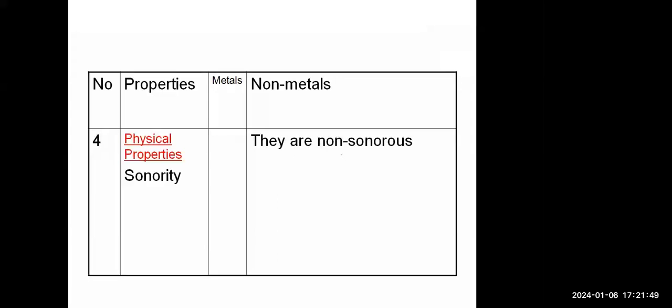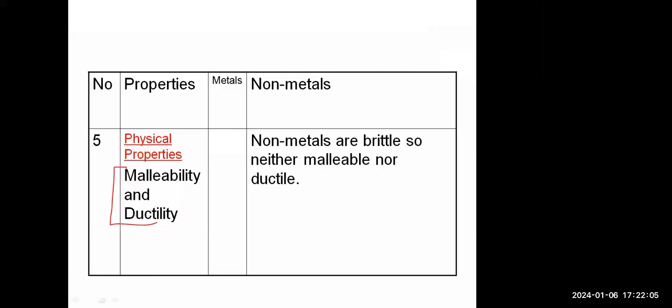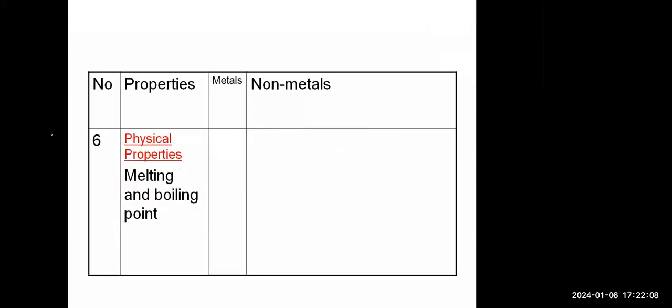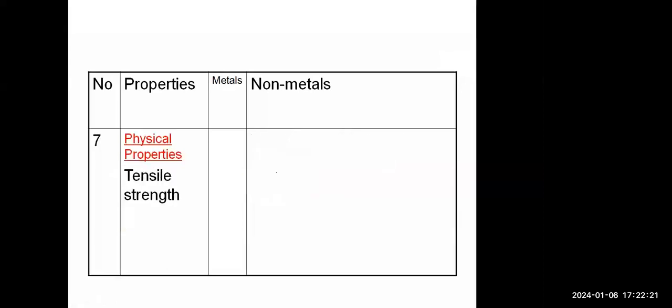Sonority. Non-metals are not sonorous because, as I told you, most of them are gases. So it's quite obvious they are not sonorous. Next is malleability and ductility. They don't have any such property. They are not malleable, not ductile. Their melting and boiling point is not high, the way we saw for metals. Graphite is an example where the melting point and boiling point are high, but otherwise for other non-metals they are not high. Tensile strength is very low for non-metals.